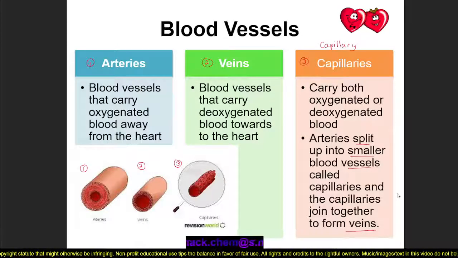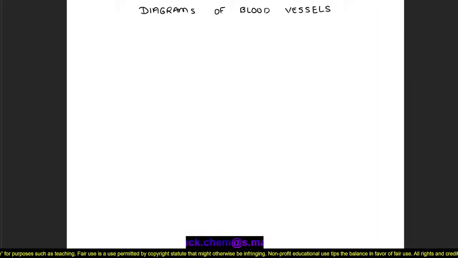Right, so on this slide here, we have some notes that need to be taken down with regards to the type of blood which you are going to find in your three blood vessels. Right, make sure to pause the slide and take down notes. In addition to knowing the type of blood which you will find in your three types of blood vessels, we also need to be able to draw each blood vessel.